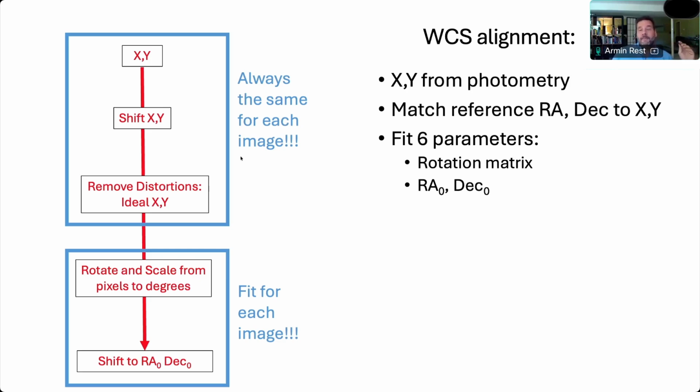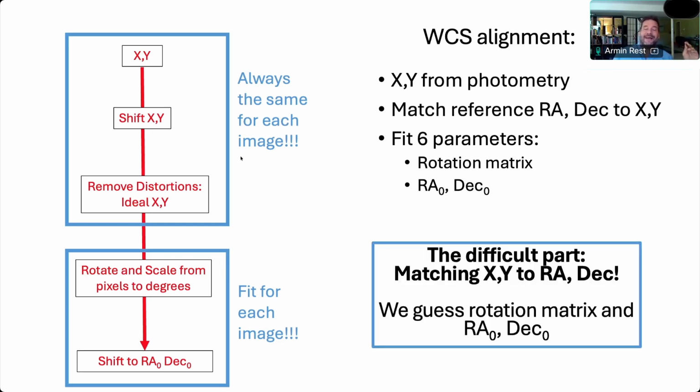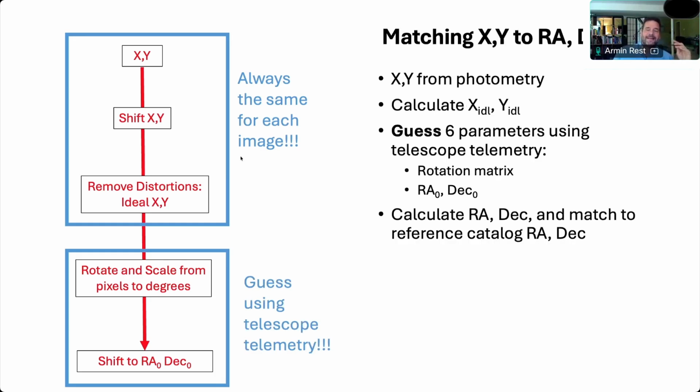We match a reference RA, Dec to an XY, and this is actually the difficult part. Because in order to match, we have to have some kind of idea where this image is on the sky. And that comes from the telemetry of the JWST space telescope, or from the telemetry of your ground-based observatory.